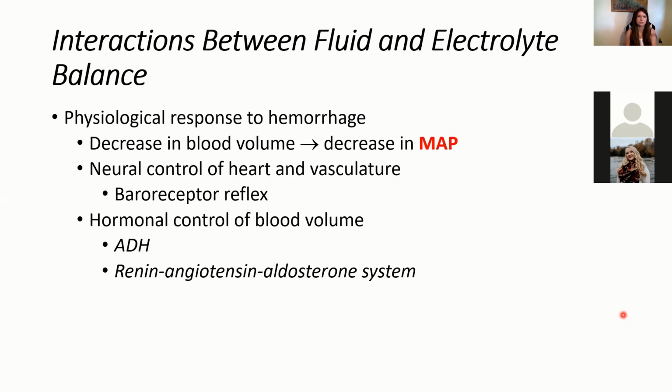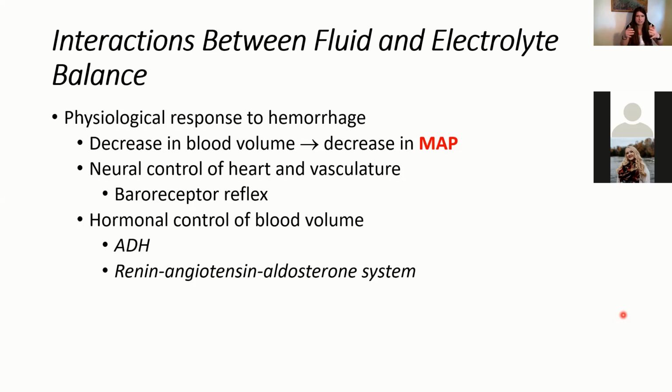And you're going to have a bunch of different responses to that, right? So you'll have neural control of your heart, of your cardiovascular system more broadly, including our baroreceptor reflex. That reflex basically upregulates our sympathetic nervous system to try and control our blood pressure that way. But we're also going to have a hormonal response to this decrease in mean arterial pressure.